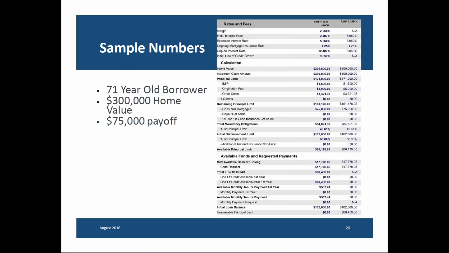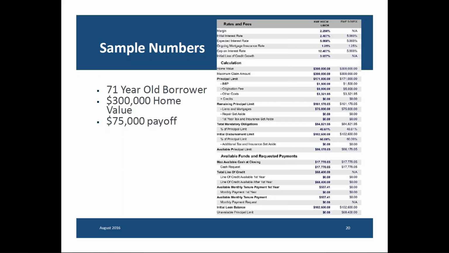If you look in the middle here under calculations, the home value, maximum claim amount, all the way down to percent of principal limit, all the way down to available principal limit, all those numbers are the same. Okay, now where it shows here the percent of principal limit, both can go up to 60%. But remember, on a fixed rate loan, a borrower can get 60%, never more than 60%. And this is just a comparison to show you the difference.